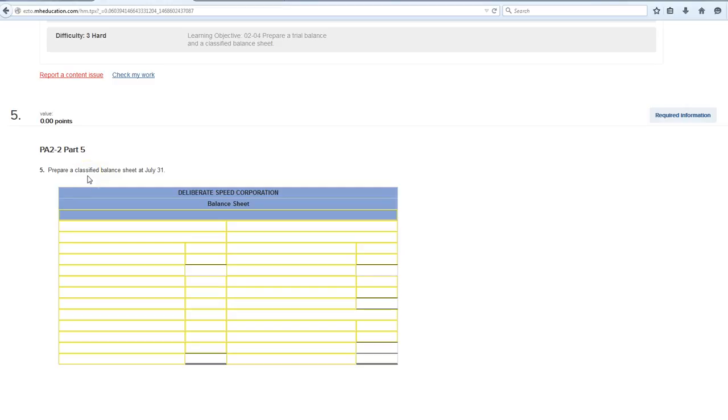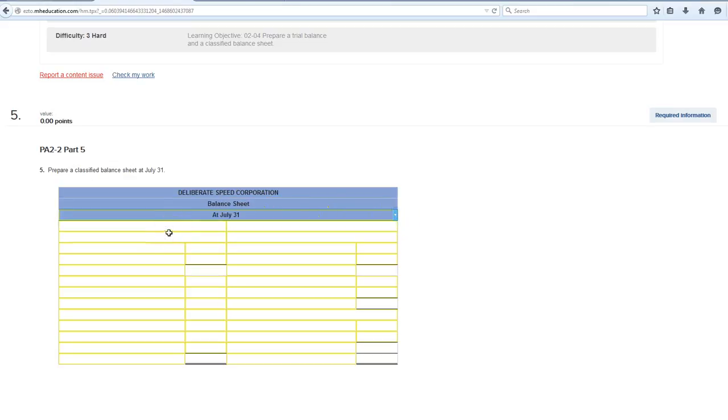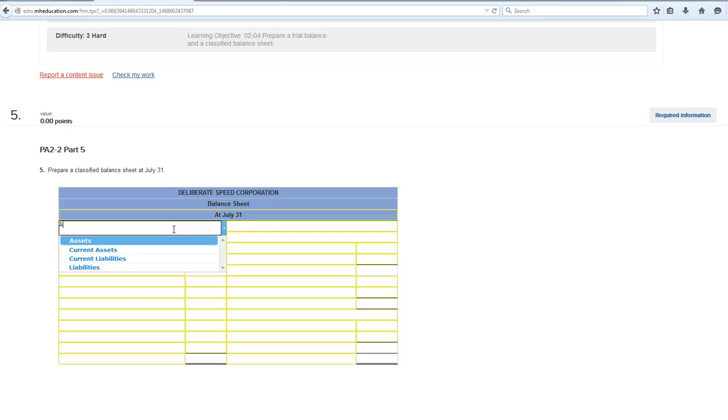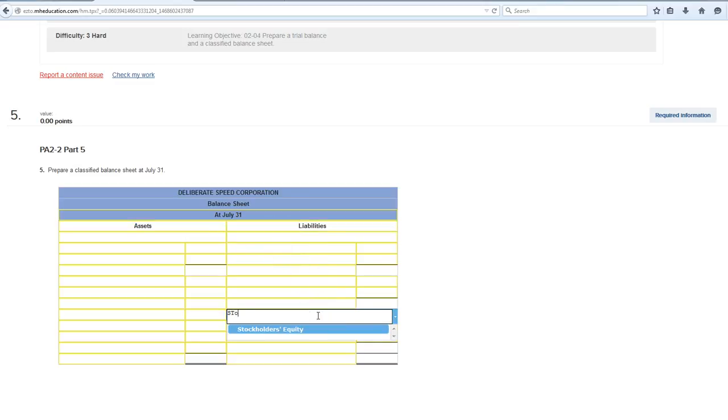They're not new accounts, they're just headings. So let's first get our date here for the balance sheet. It's at July 31st. On the left side, we're going to put our assets. On the right side, our liabilities. And then down here, our stockholders' equity.